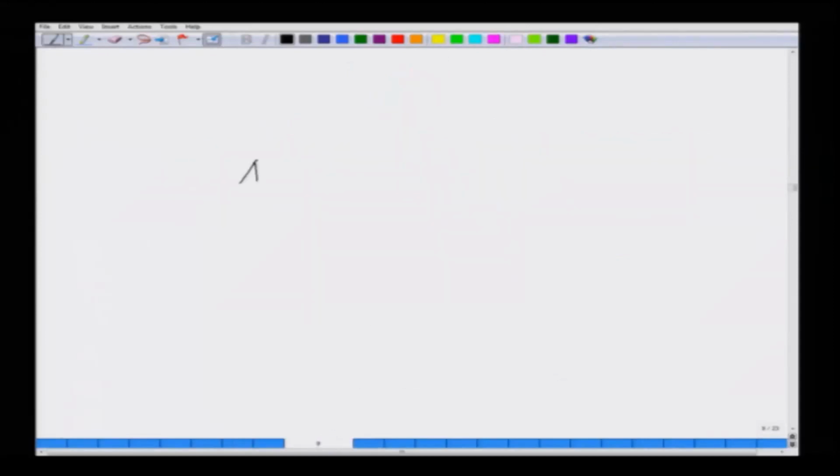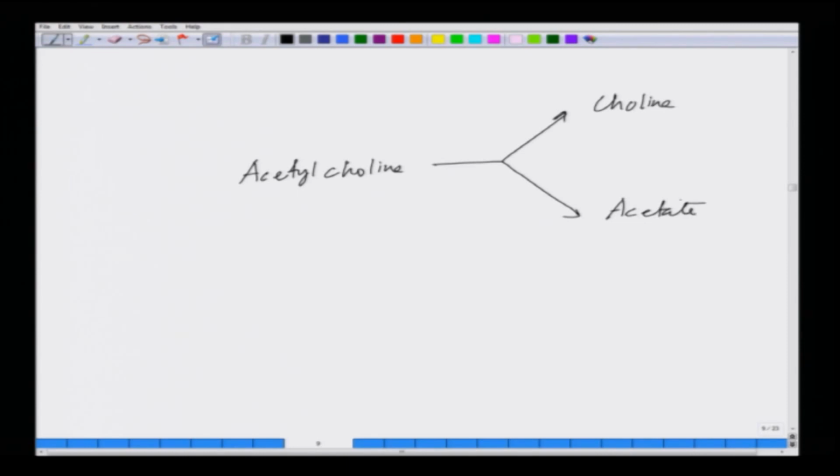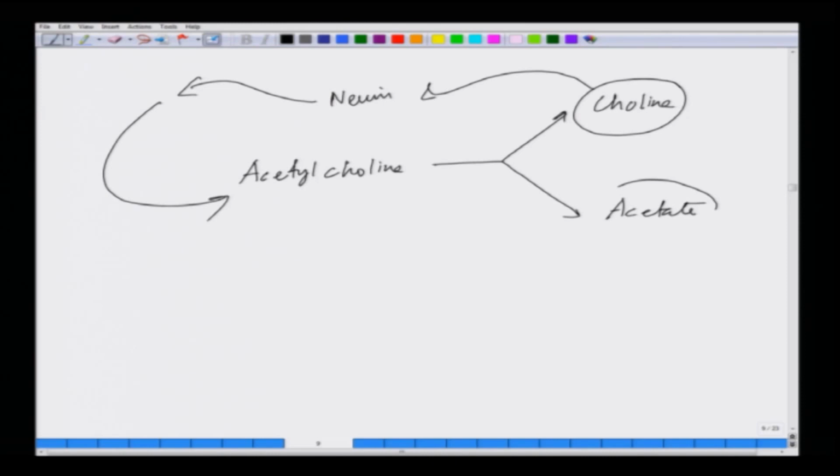the acetylcholine which is secreted is being degraded out as choline and acetate, and this choline is again taken up by the neuron in order to make new acetylcholine, okay, and acetate is further degraded, and this is being done by an enzyme called acetylcholinesterase.